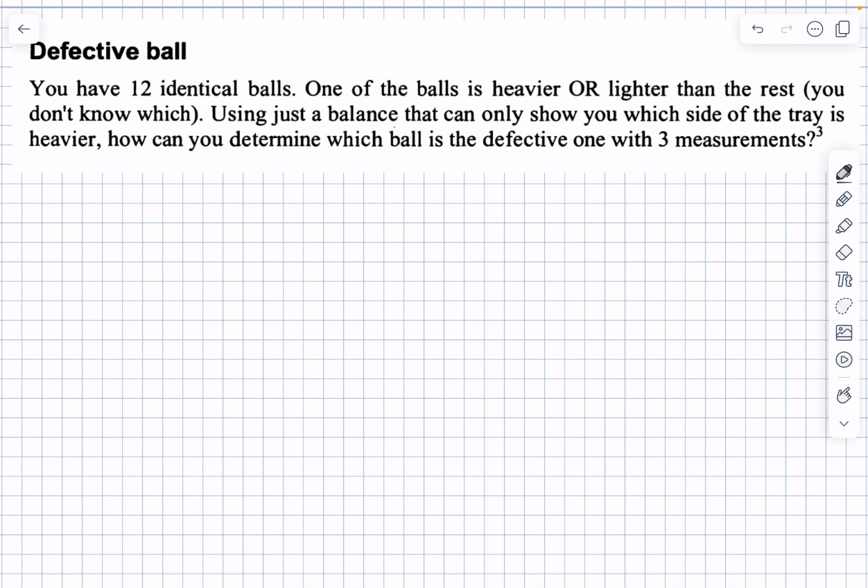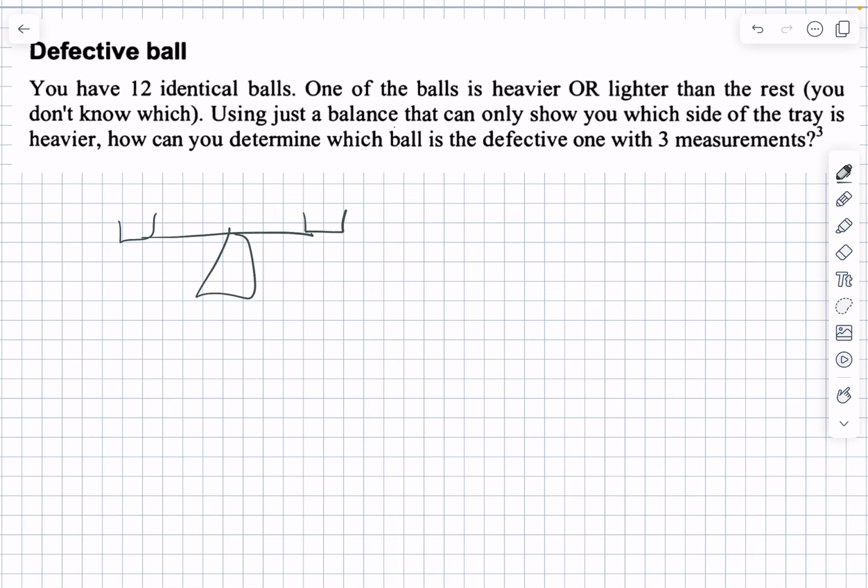So we have a balance that can only show which side of the tray is heavier. A balance is something like this. You can measure two things. It'll show which side is heavier, either the left side or the right side. The balance can also be the same. For example, the left side and the right side have the same weight.